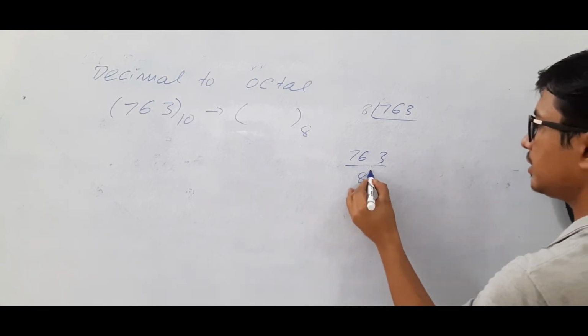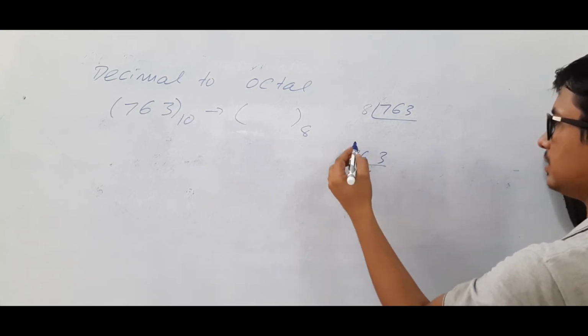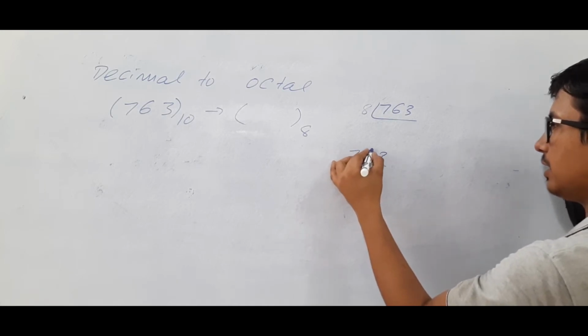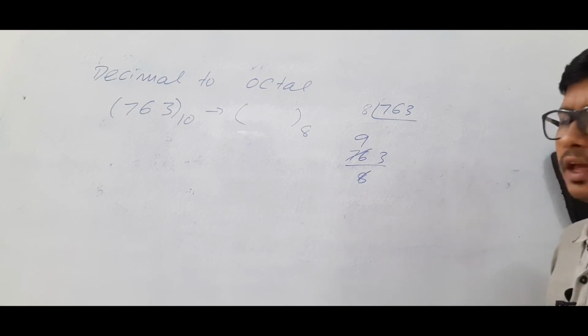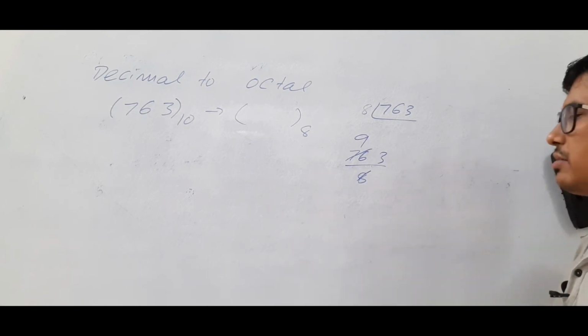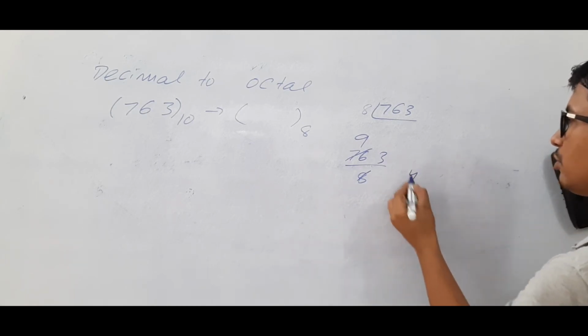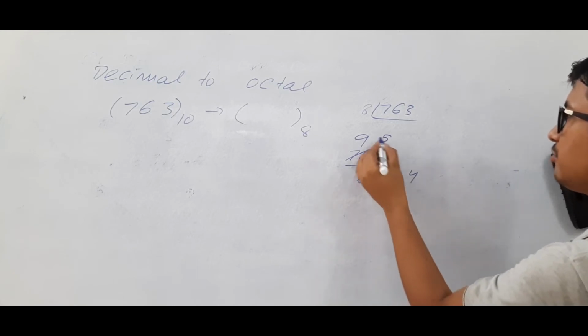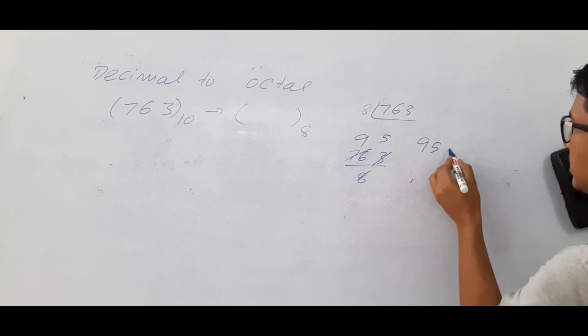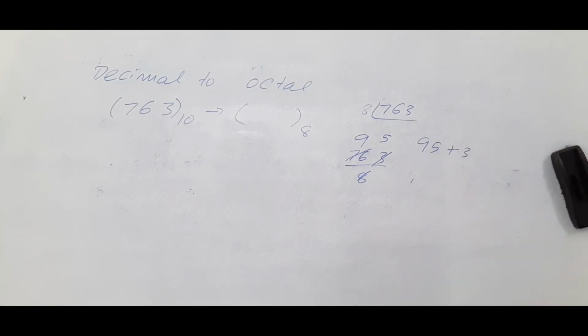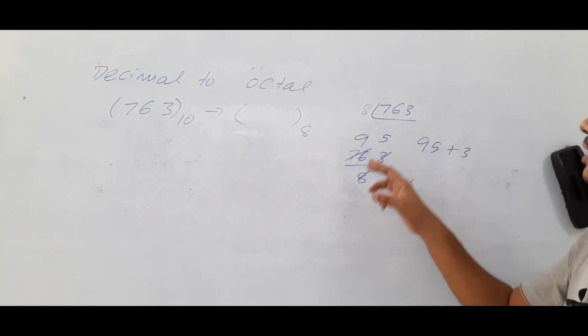Okay, 8 ones are 8 and 8 nines are 72. Am I right or wrong? 8 nines are 72, you will get 4 and 43. 8 fives are 40, you will get 95 and the remainder is 3. Are you able to understand it or not? 763, what have I done?